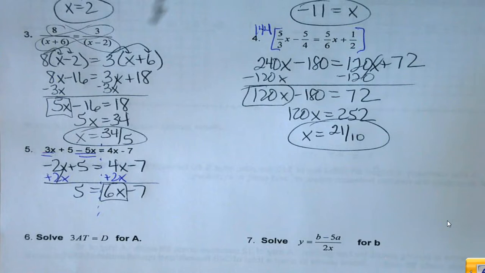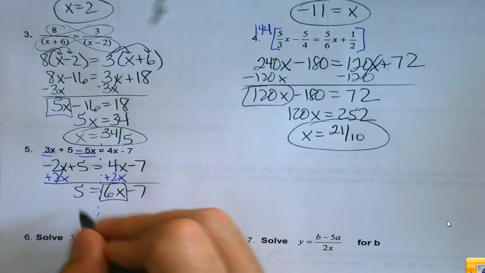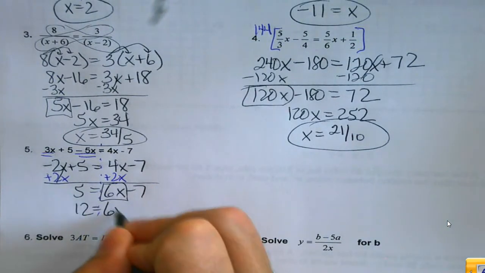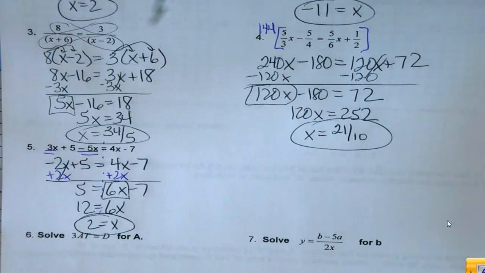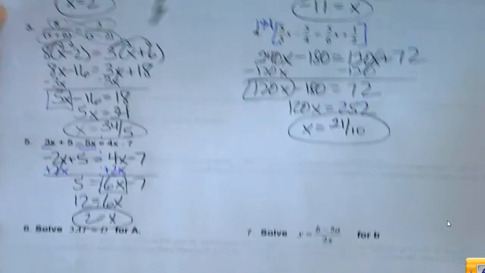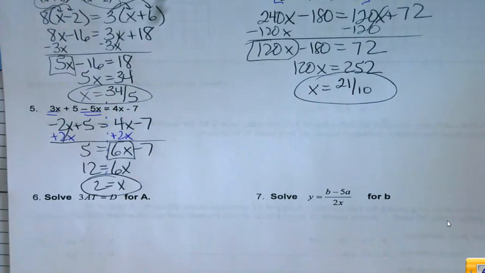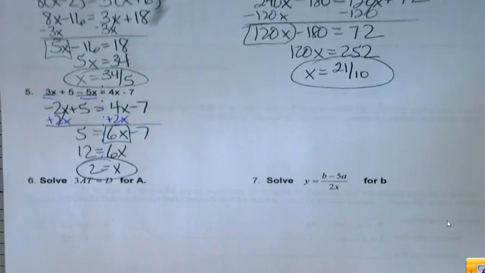Isolate your x term, whatever's being done to it. We'll add the 7 over. And we'll divide by 6. Again, if you've gotten the practice, that's not going to be a bad thing. If you haven't, oh yeah.